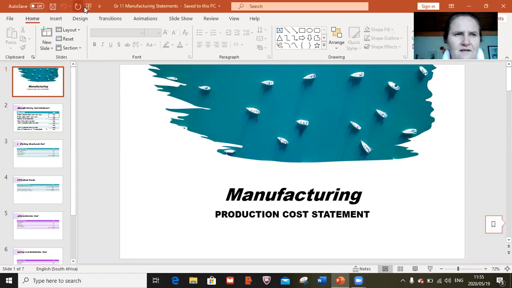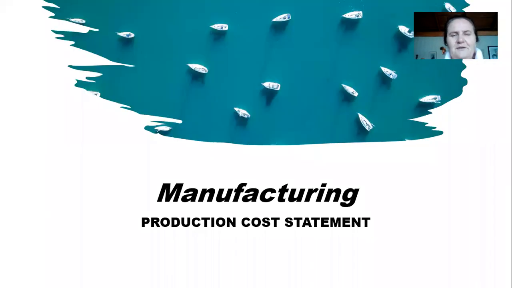Okay, almost there. Right, here we go. Manufacturing production cost statement. With the grade 11 work, we're focusing on the ledgers, and you need to know the ledgers whether you're in grade 11 or grade 12. So please, if you're in grade 12, first make sure that you understand the manufacturing ledger accounts very, very well before you go through this presentation, where we're going to look at the production cost statement.